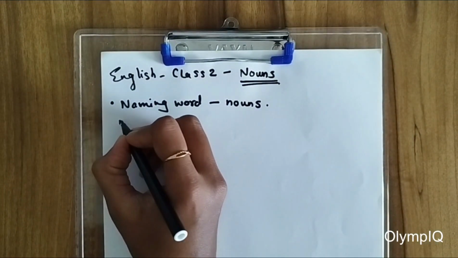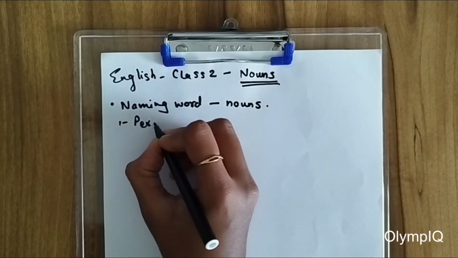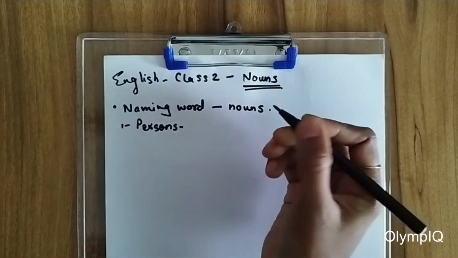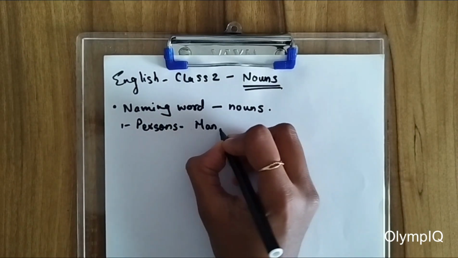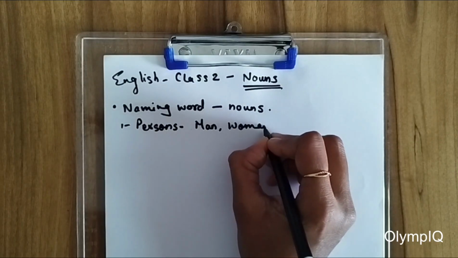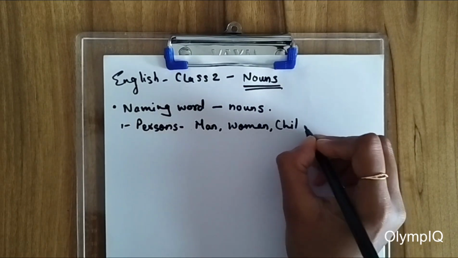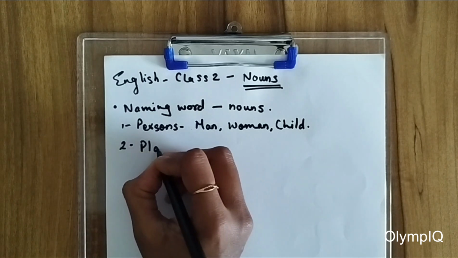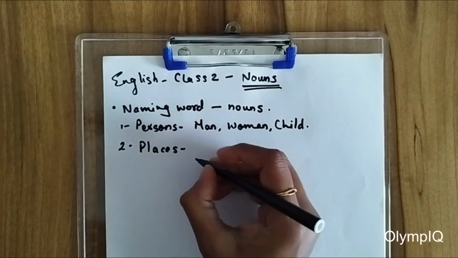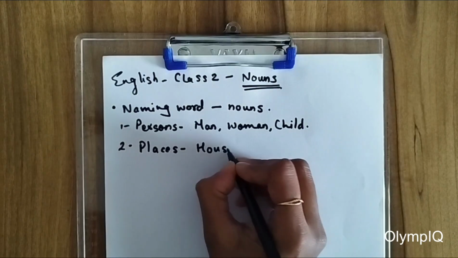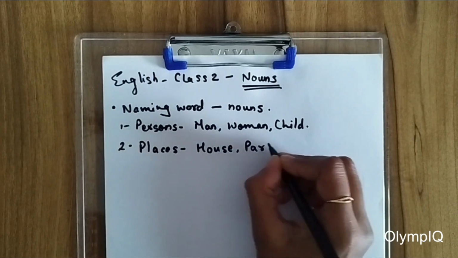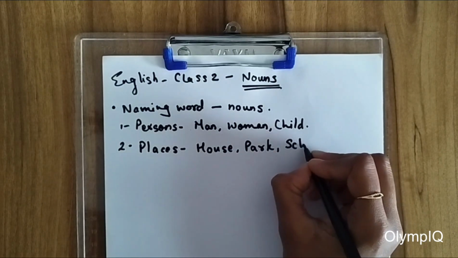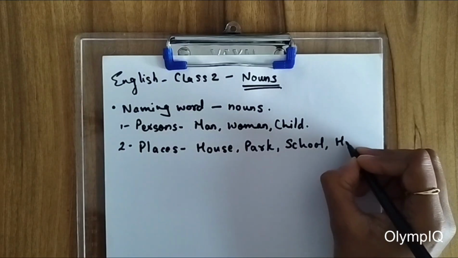So first we will look into persons. Persons can be a man, woman, child. Now next noun would be places. So places can be a house, a park, school, hospital.